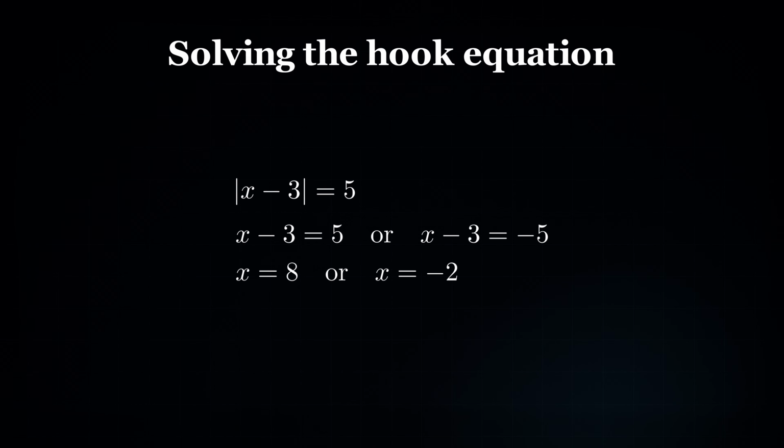Now back to the hook. The absolute value of x minus 3 equals 5. We split into two equations. x minus 3 equals 5 or x minus 3 equals minus 5. From the first, x equals 8. From the second, x equals minus 2. Both of these are 5 units away from 3, so both are valid solutions.